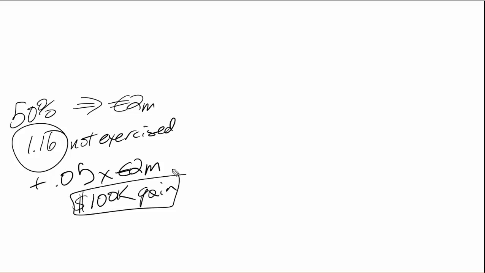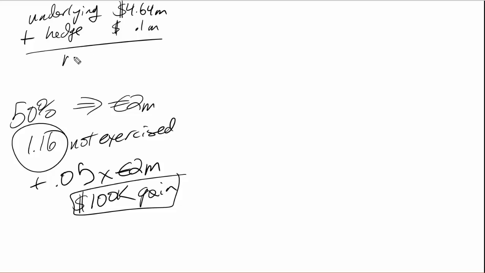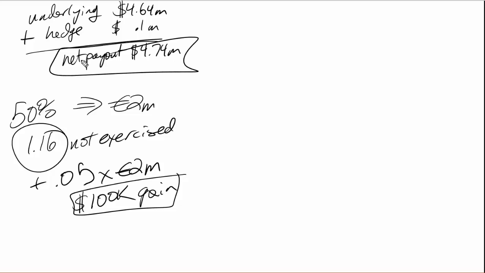So on our net, on the underlying we actually ended up receiving $4.64 million, plus we also have our hedge, the amount that we received on that option, in the amount of 0.1 million. That means our net payout is going to be $4.74 million, which is really not all that far away from the amount that we would have gotten if it expired at the spot price at the beginning. We hedged this, and we only hedged 50% of the amount outstanding, which is something that we can definitely do, and it definitely works out.